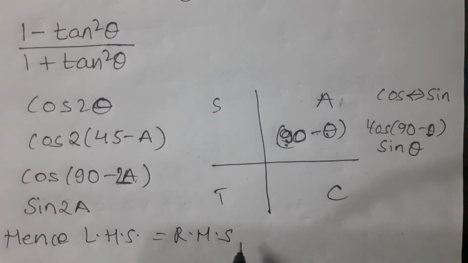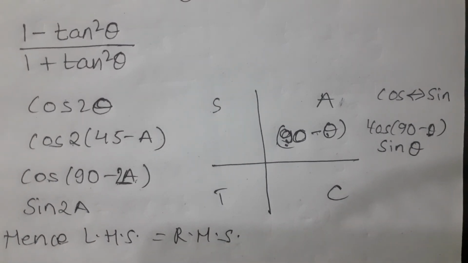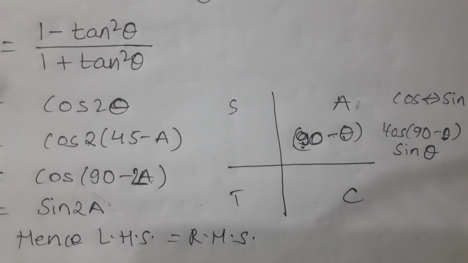So finally we have successfully converted the big giant thing into one small term, sine 2a, and that is what the solution is all about, the trigonometrical ratio.